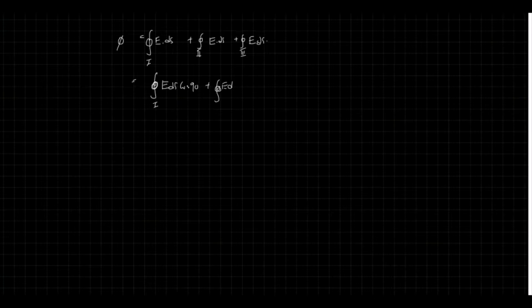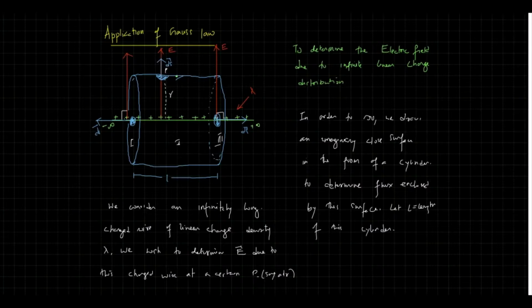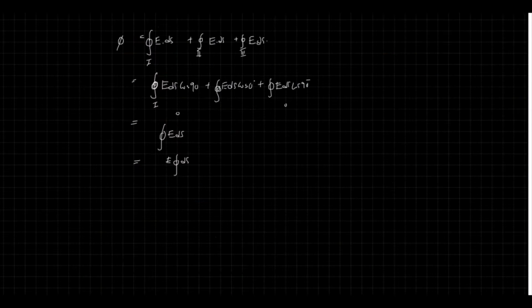So the next one would be closed integral E ds cos 0 degree plus closed integral E ds cos 90 degree. Therefore, cos 90 is 0, so this term is 0. I am left with only this one. So I get closed integral E ds, or this can be written as E into ds. If you add all these ds, you are going to get the lateral surface of the cylinder.